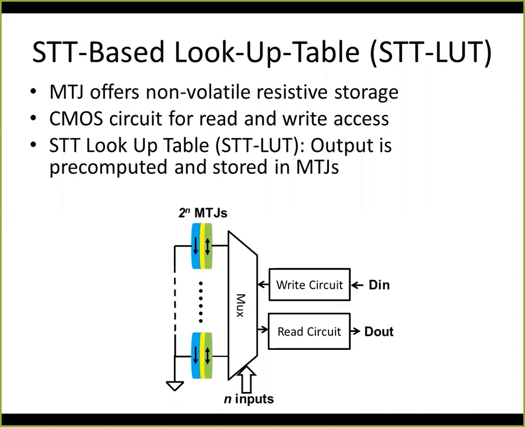And the spin transfer torque based lookup table therefore is similar to a standard lookup table, except that the storage cells are non-volatile magnetic tunnel junctions. So here, for example, for an n input lookup table, we need 2 to the power of n magnetic tunnel junctions and a multiplexer that selects a unique MTJ based on the inputs, and then the read and write circuit for read or write operation to or from the selected MTJ. So that's the concept of the spin transfer torque based lookup table.